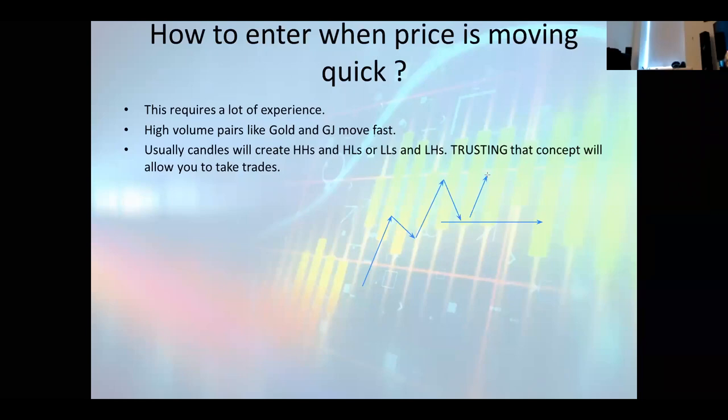This is very important. You need to trust this concept of higher highs and higher lows because I see a lot of people taking trades just because they want to take a trade. There's no rhyme or reason to that trade. You just strictly have to wait. Okay, let's go to the next one.